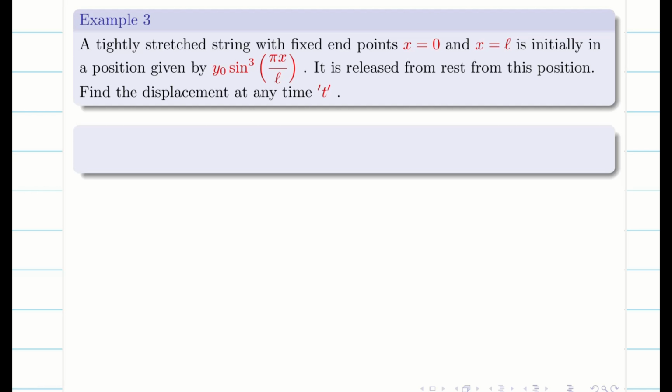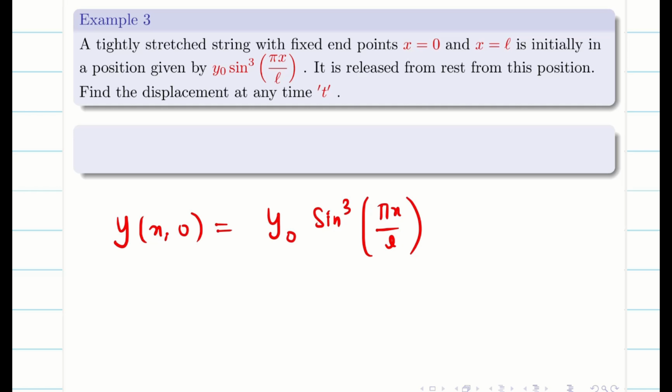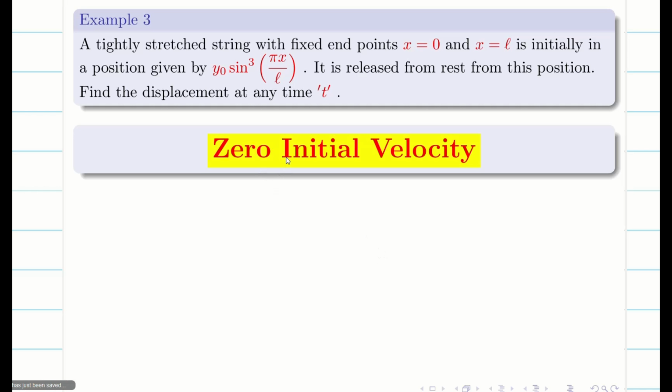A tightly stretched string with fixed ends x equal to 0, L is initially at a position so that the initial displacement is given as y0 sine cube(pi x by L). It is released from rest. They don't say anything about the velocity, that is, my initial velocity is 0. Therefore, the problem is a zero initial velocity problem.